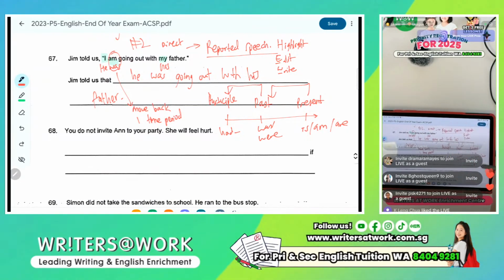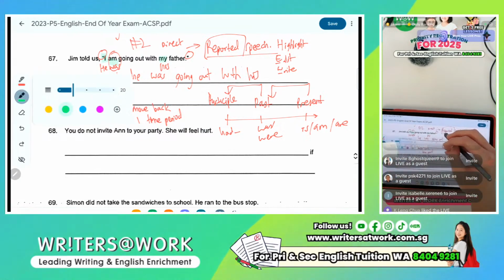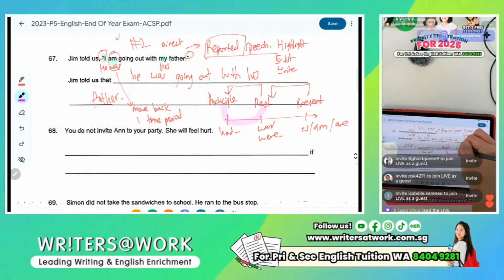However, if they give you a reported speech and they want you to change it back to the one with open and close inverted commas, then it will be the opposite way. So from participle, it will be past tense. If it's past tense, it will be present tense. So it is one way or the other. Okay? Alright, moving on.